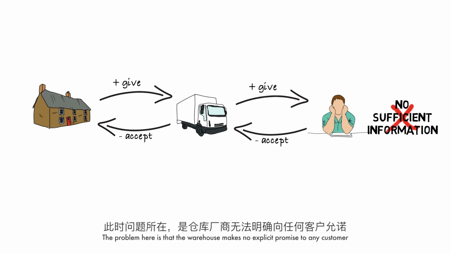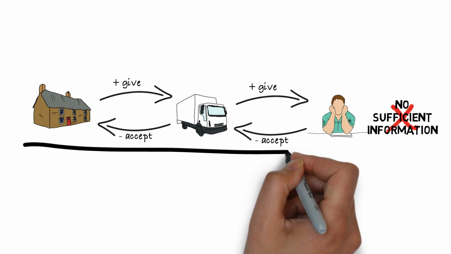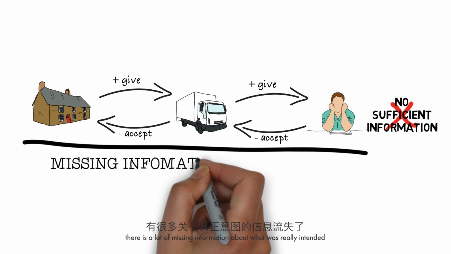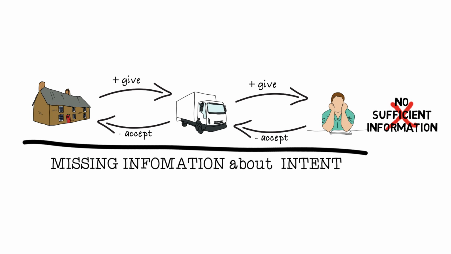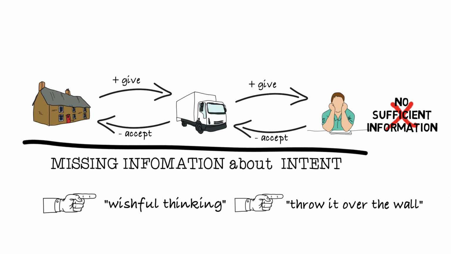The problem here is that the warehouse makes no explicit promise to any customer, and the customer has no promise about where the now mysterious package comes from. There's a lot of missing information about what was really intended. The outcome's wishful thinking, and the agents kind of throw it over the wall to the next guy.